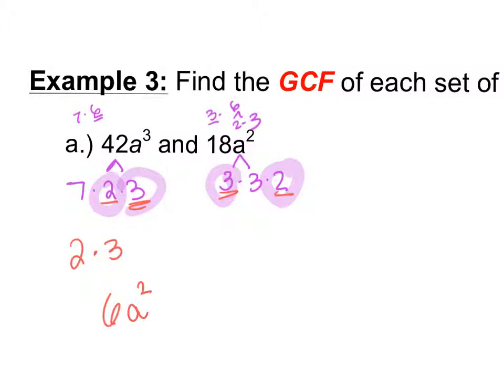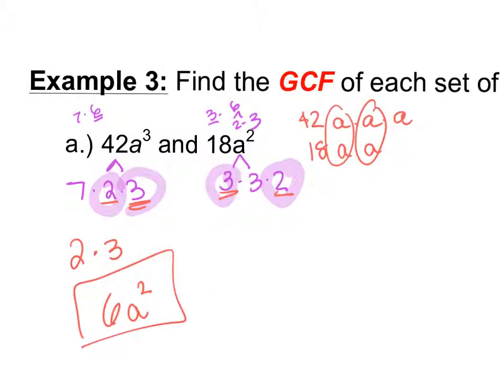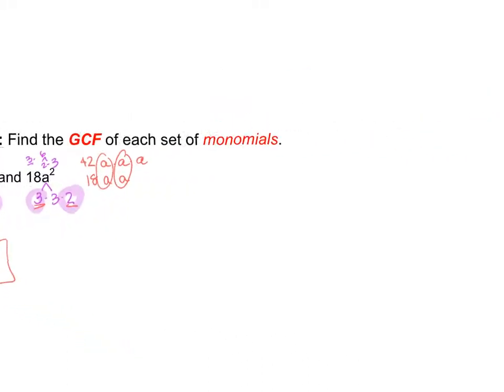If you were to do it the long way with the variables, you could say that 42A cubed has A times A times A, and 18A squared is 18 times A times A. So we have 2 A's in common. That's where this comes into play. That's where the saying that I just said a little while ago, for the greatest common factor, take the least that we have in common, comes into play. So let's look at the next one.